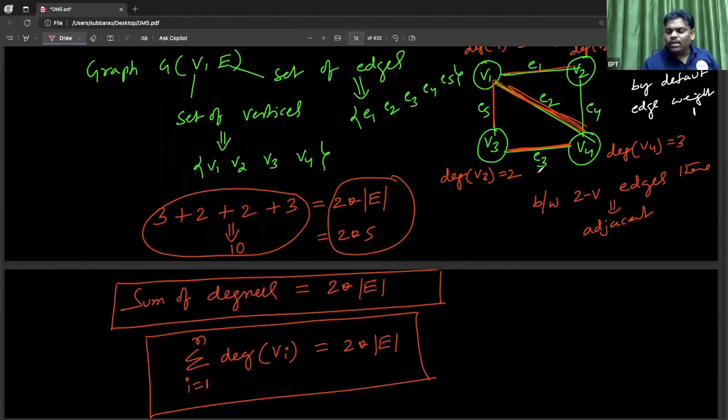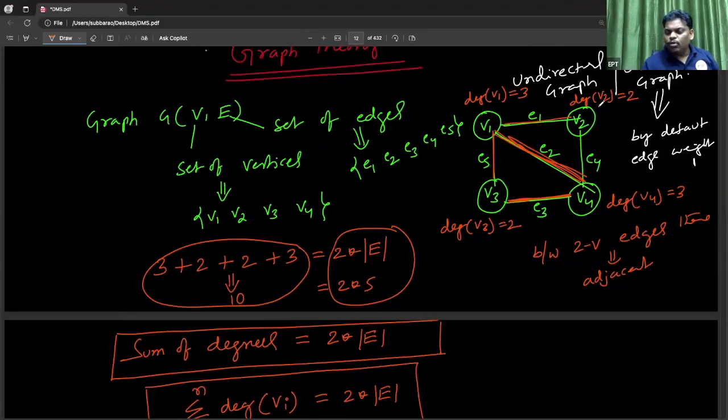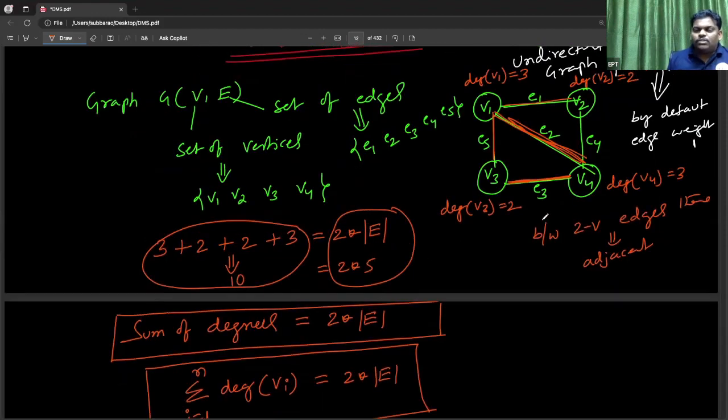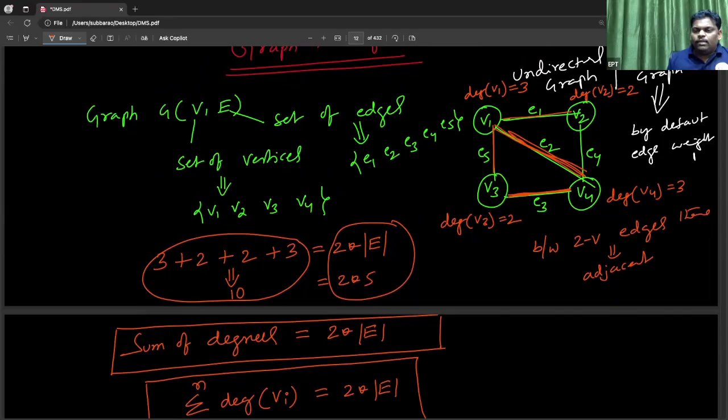Now, one more thing I want to ask you. How many vertices does this graph contain? I want an answer from you. Vertices how many? Edges how many? I think vertices are 4, edges are 5.